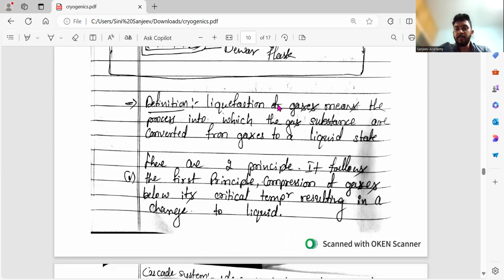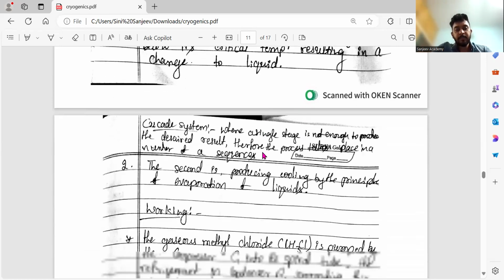So obviously, the meaning of this is basically liquefaction, the conversion of gas to liquid. Again, we cannot memorize anything by heart, but do note down the diagrams.